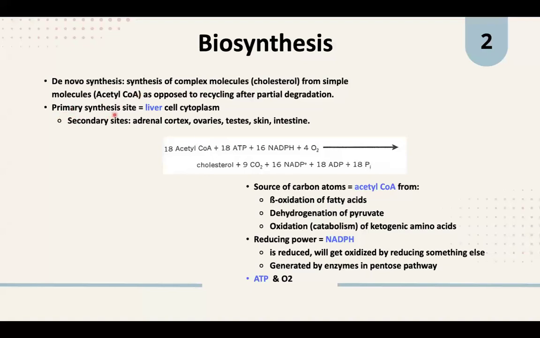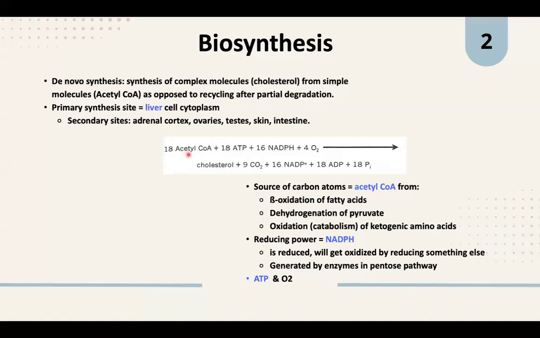Now, as we said, the primary synthesis site is the liver cell cytoplasm. Okay, cytoplasm, because biosynthesis generally happens in the cytoplasm. Some other sites, not as major as the liver, would be adrenal cortex, ovaries, testes, skin, and the intestine, but mainly in the liver. You don't need to bother with this equation. You just have to know the main components that go into making cholesterol, and those are acetyl-CoA, ATP, NADPH, and oxygen. And you can keep this number 18 in mind, but don't bother with the rest of the equation. You don't really need to know it.